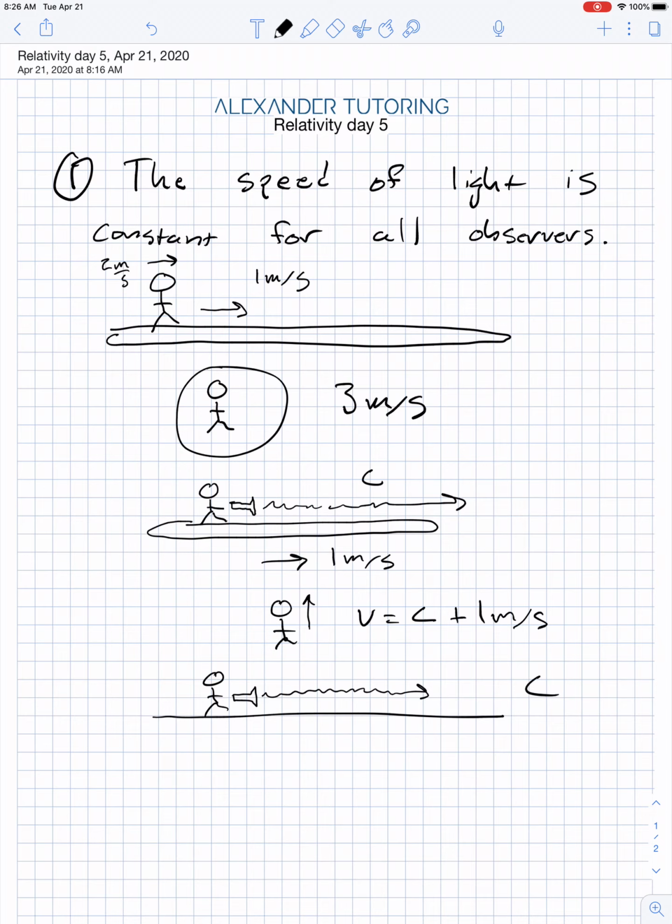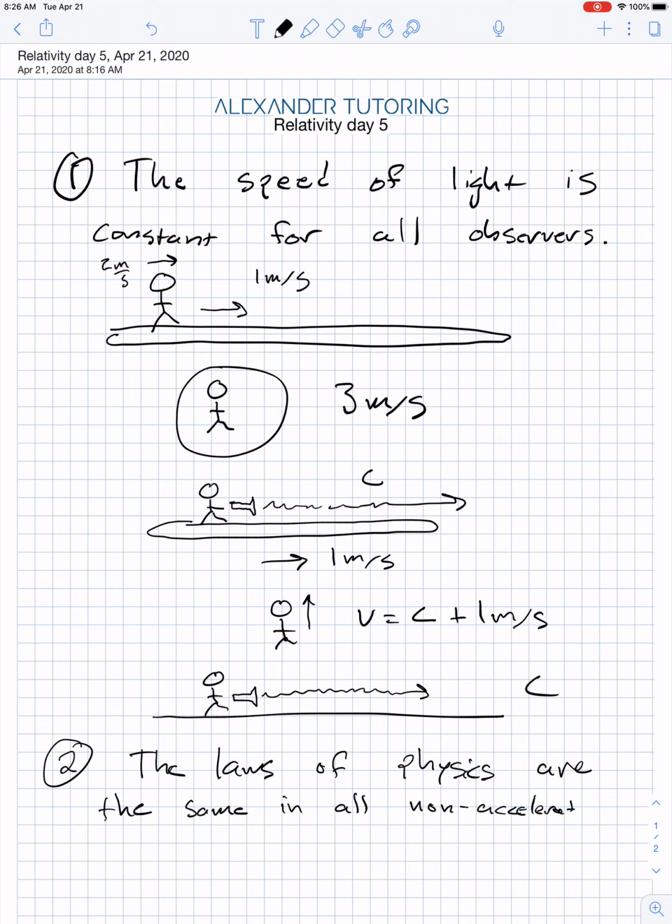Postulate 2, this is the second postulate of special theory of relativity. The laws of physics are the same in all non-accelerating reference frames. I'm going to explain this. The laws of physics are the same in all non-accelerating reference frames.